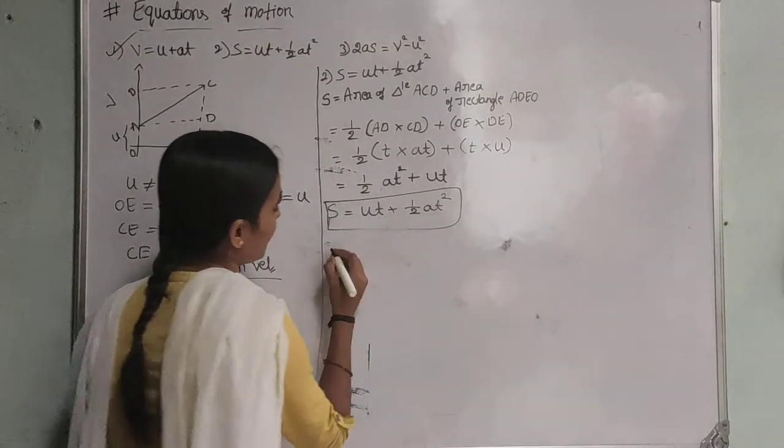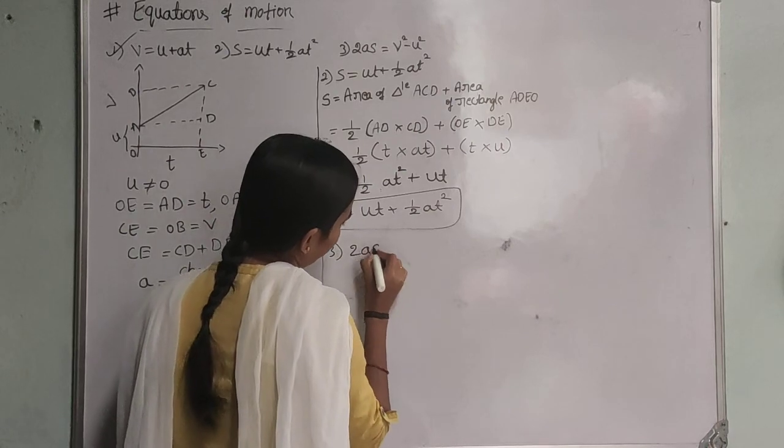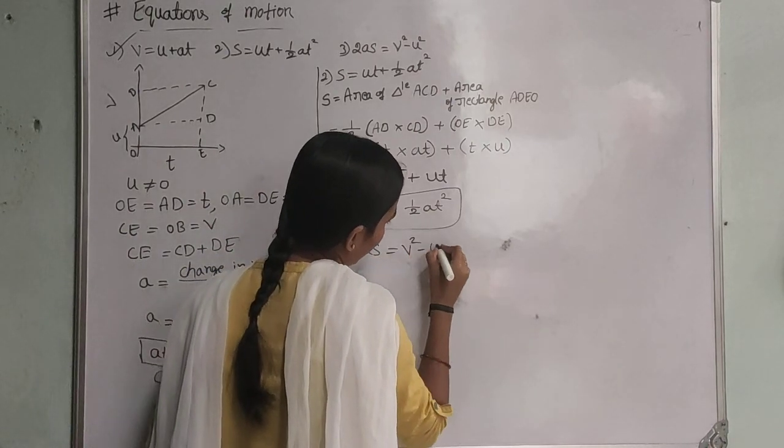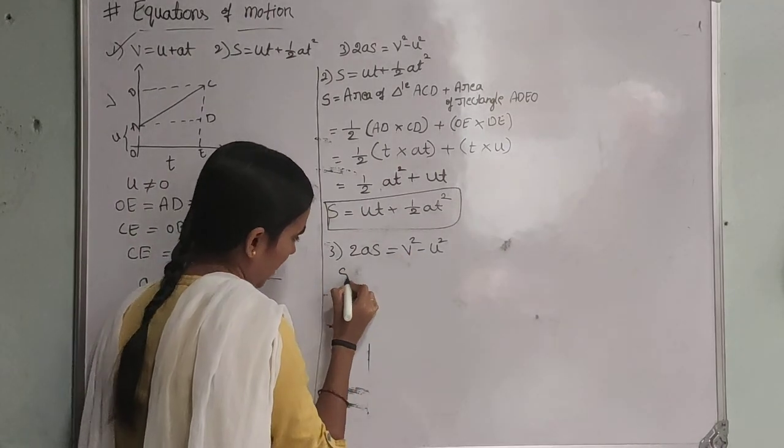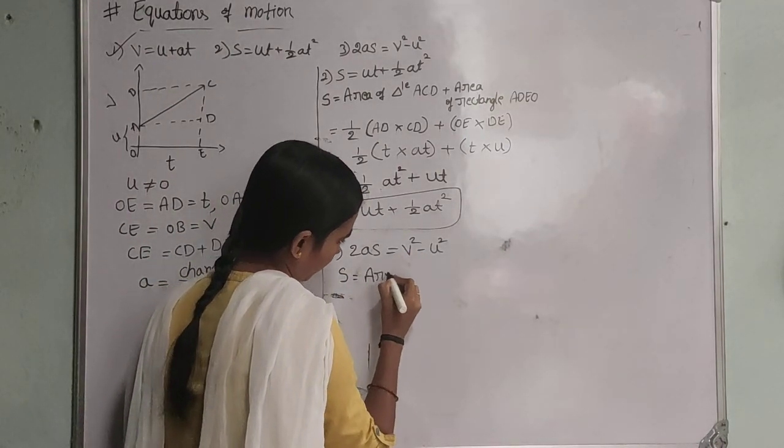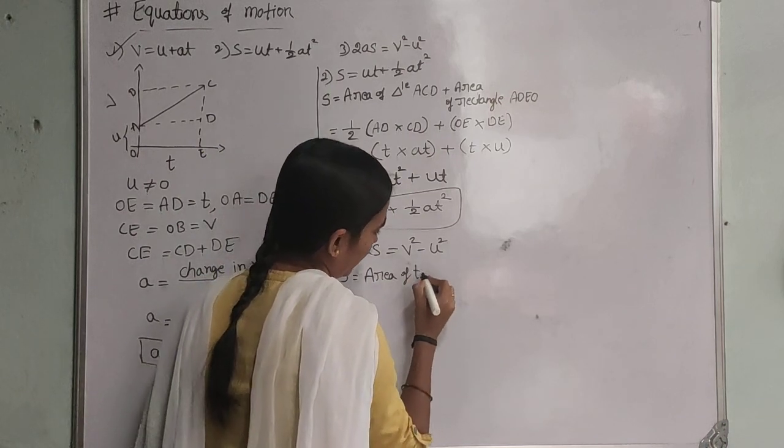And the last equation, that is 2as is equal to v square minus u square. To derive this equation, I am using the area of a trapezium. Area of trapezium.